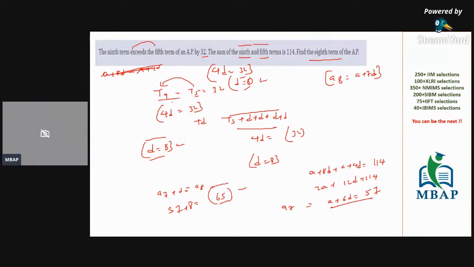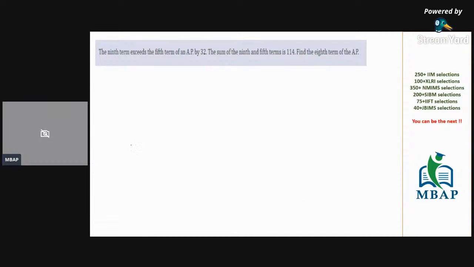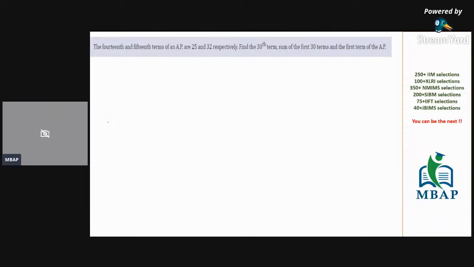You got the value of D is 8 from the first equation. The second equation gave you the value of A7. From A7, which came out to be 57, you one more time increase the value by 8. You will get the value of 65 as the final answer. Clear? It's a simple question, nothing to worry about.